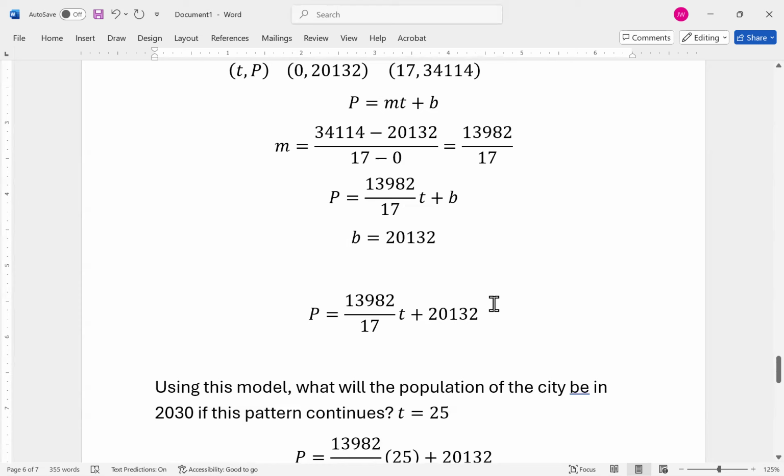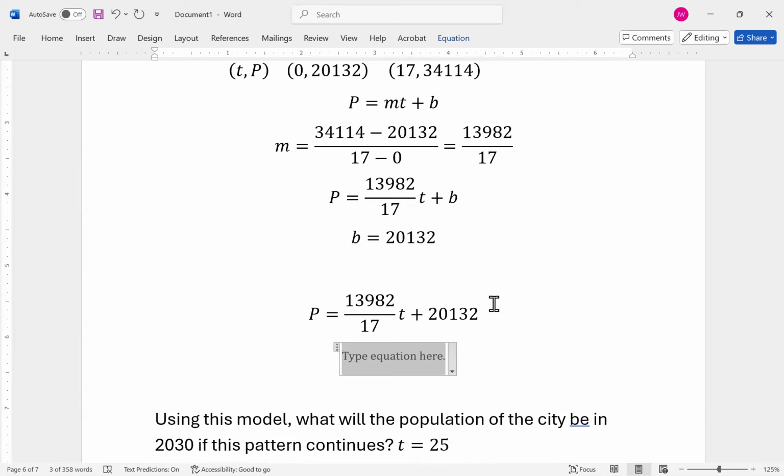By the way, before I move on, I forgot to mention earlier that this number, 13,982 divided by 17, is about 822.47. And what that slope is essentially saying is that the city is getting bigger by approximately 822.47 people per year. So it's growing by about 822.47 people per year is what this model is saying. So that's the slope. And it's also saying when we started at 2005, this was the population.